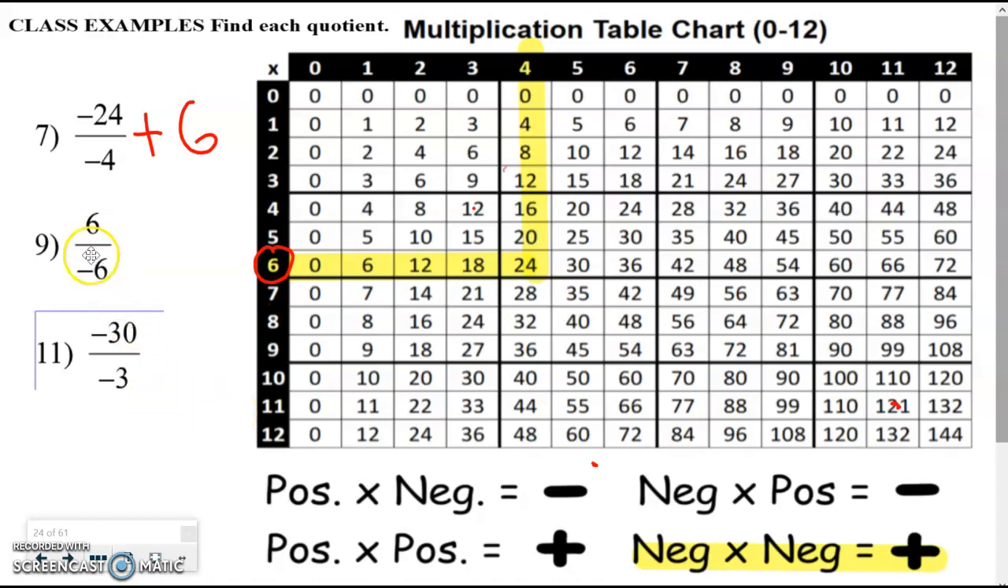Alright, now in this one here, we've got 6 divided by a negative 6. So that's a positive divided by a negative. So that's going to get you a negative. And then I go to 6, go down to where I find 6, and then go over, and you get 1. So it's negative 1.